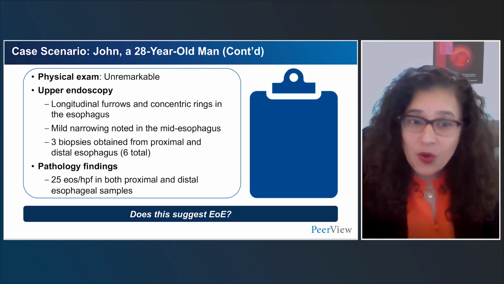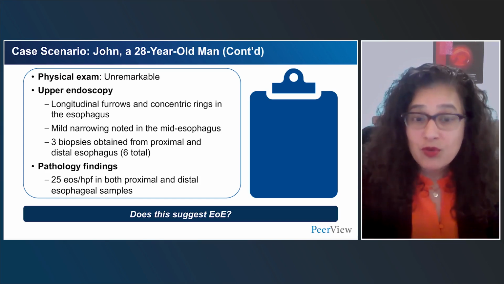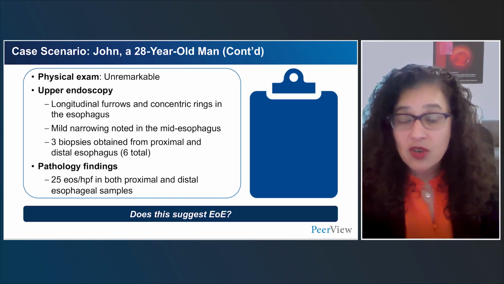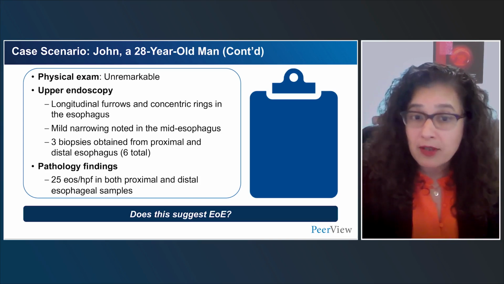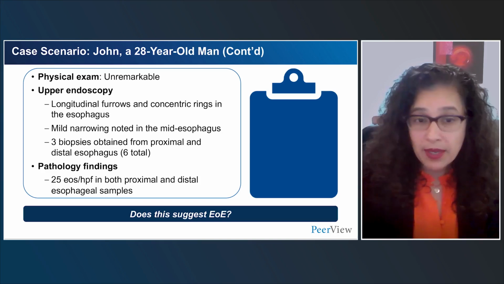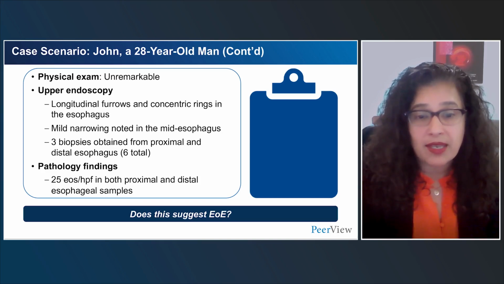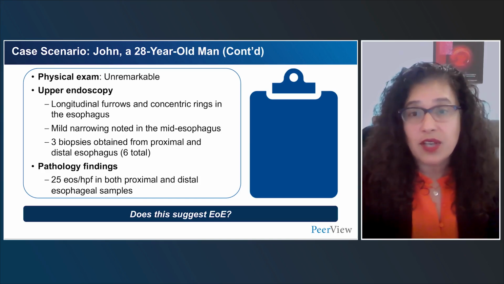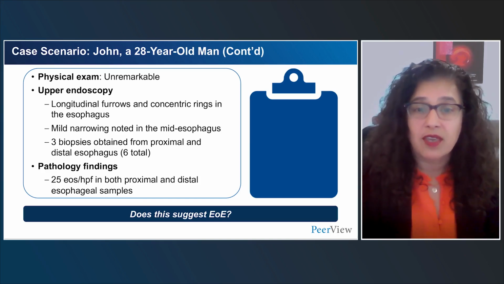So does this suggest EoE? Well, there are certain clues: that intermittent dysphagia, the self-limited food impactions in a patient who's atopic and has all these endoscopic findings. So, certainly, this is very classic for a diagnosis of EoE.